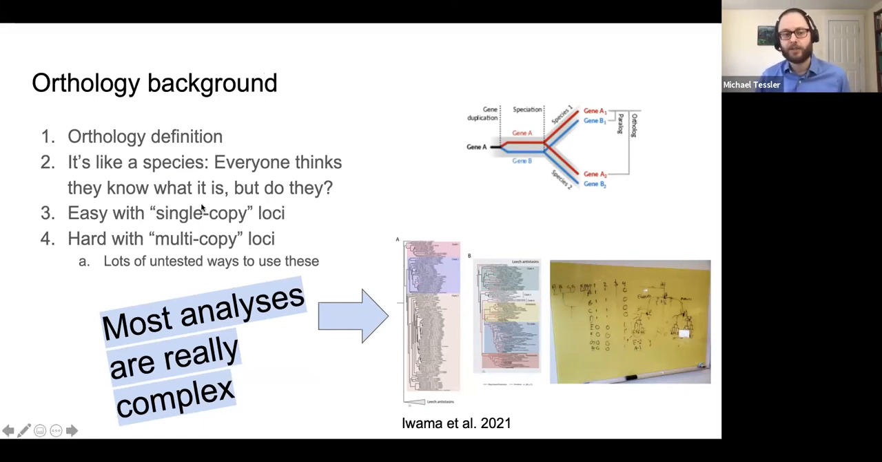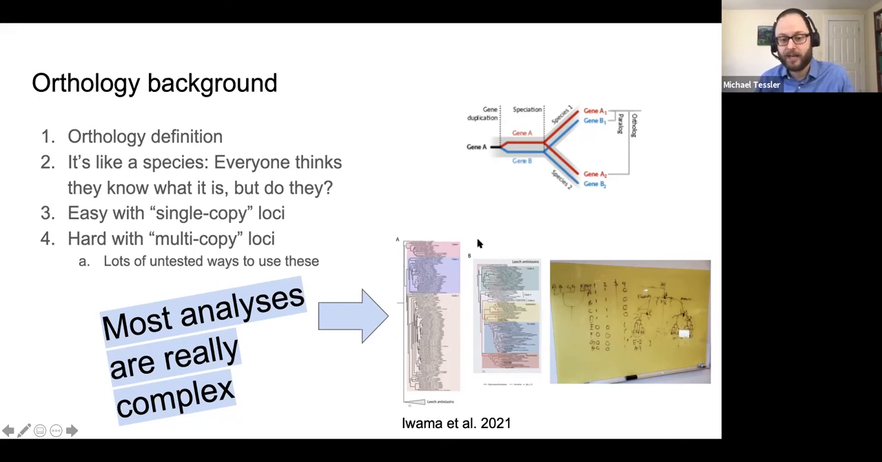So most people have skirted this issue by just using single copy loci. And I put single copy in quotes because this tends to depend on the scale you're looking at. Most things have had duplication events at some point if you look broadly enough across the tree of life. So most loci are actually multi-copy loci, and they are really complicated like this.